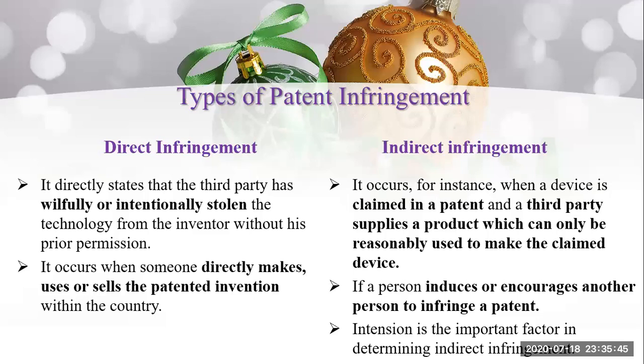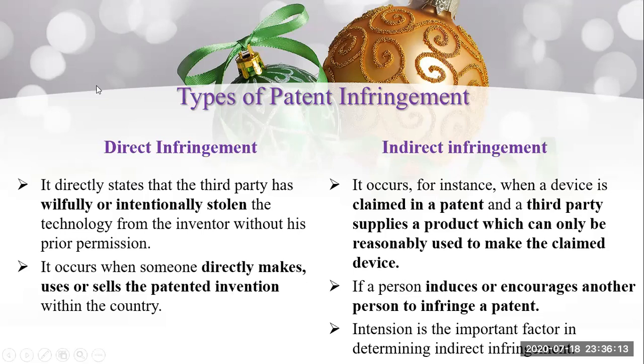So we already know what direct and indirect are. I again repeat what that is. It states that a third party has willfully or intentionally stolen the technology from the inventor. We can also say that when someone directly makes, uses or sells the patented invention, especially within the country, then it is a direct infringement.